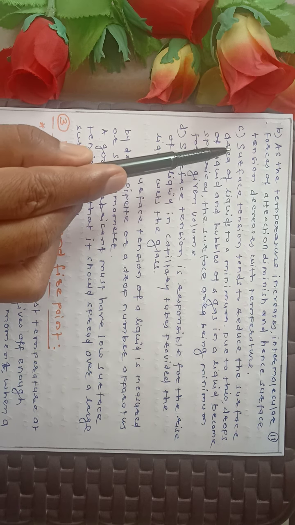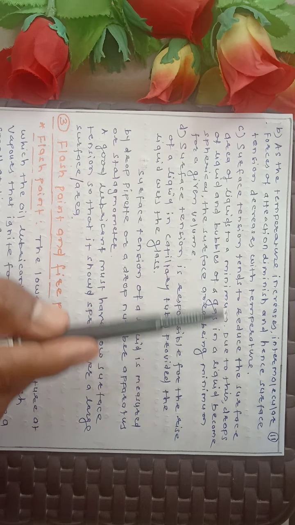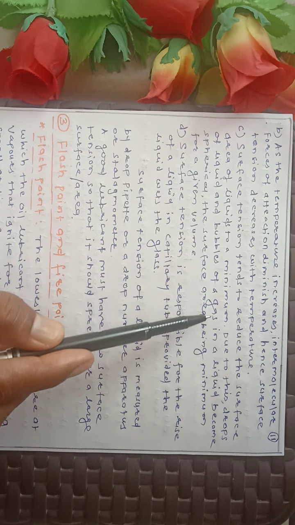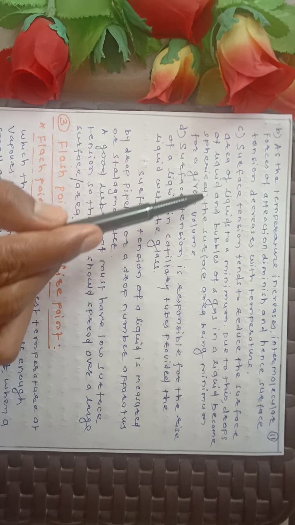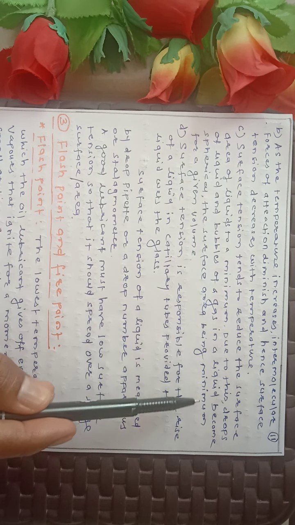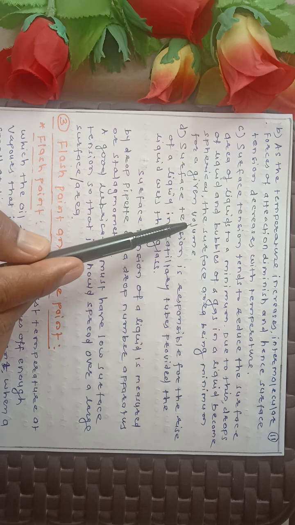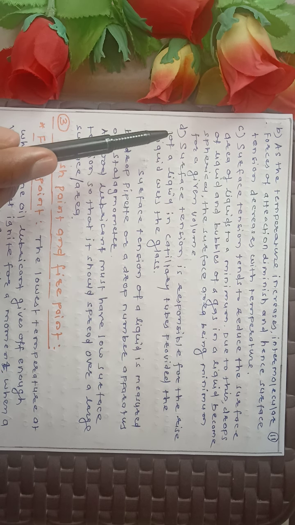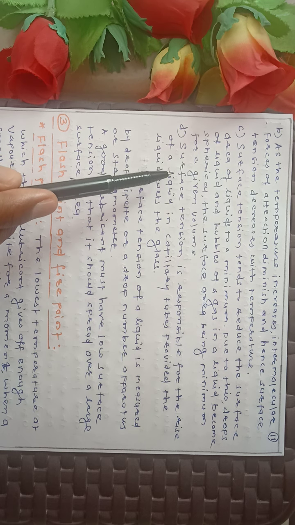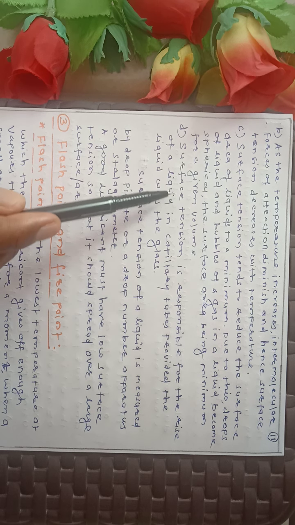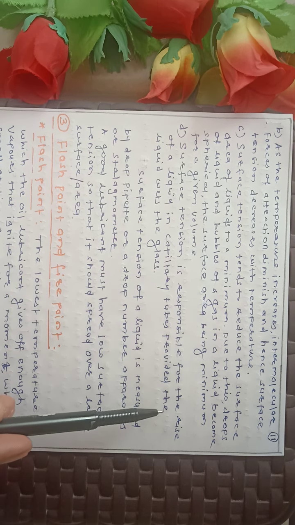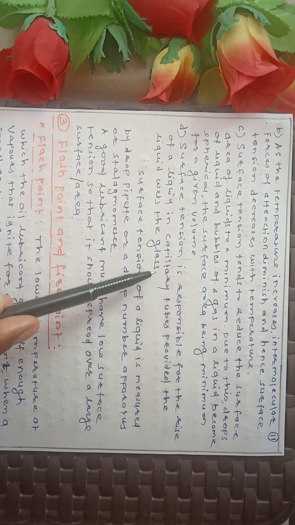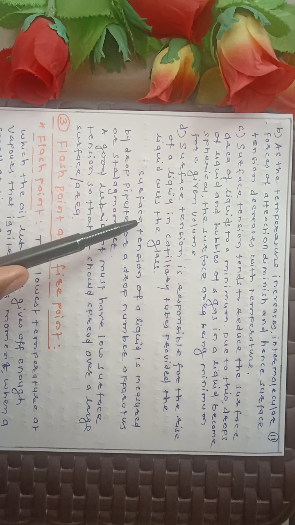Next important feature, surface tension tends to reduce the surface area of liquids to a minimum. Due to this, drops of liquid and bubbles of a gas in a liquid become spherical, the surface area being minimum for a given volume. Next feature of the surface tension is, surface tension is responsible for the rise of a liquid in capillary tubes provided the liquid wets the glass. So these are the important features of surface tension.